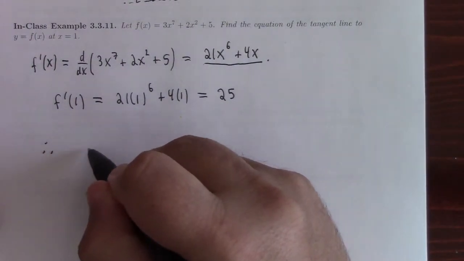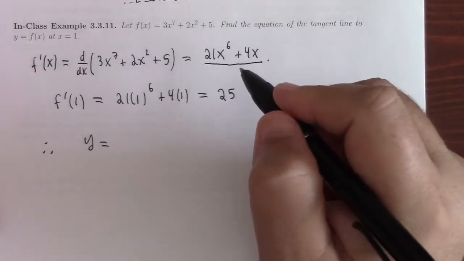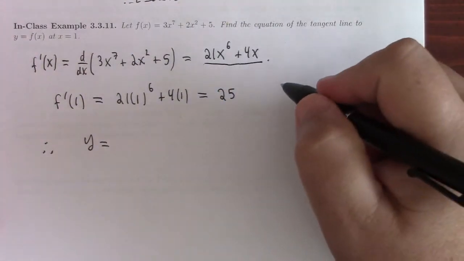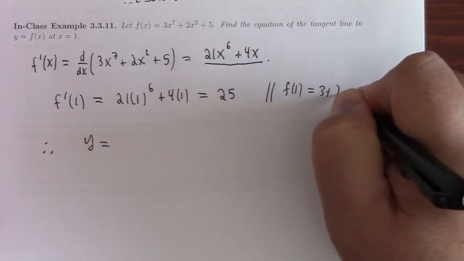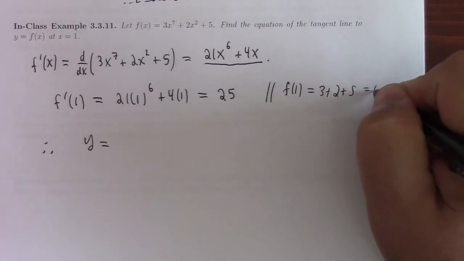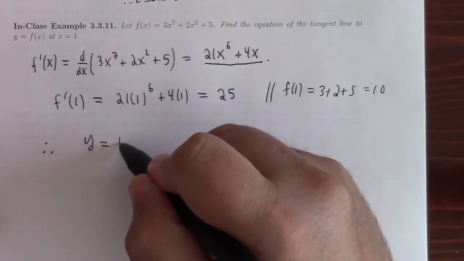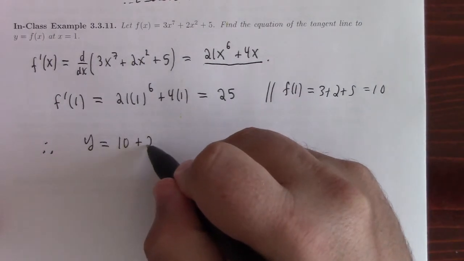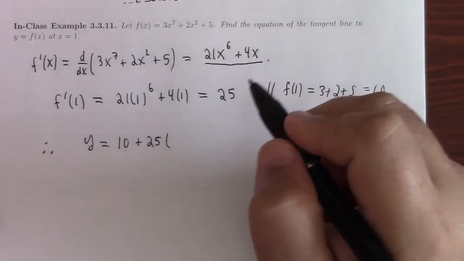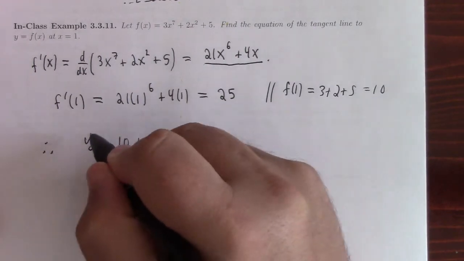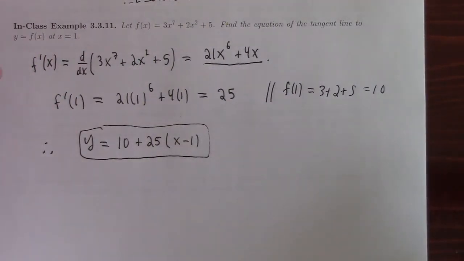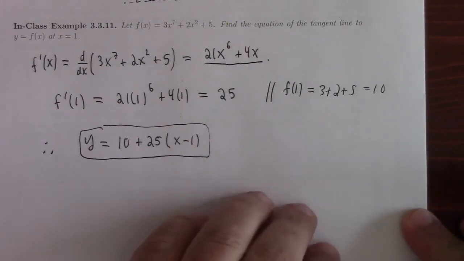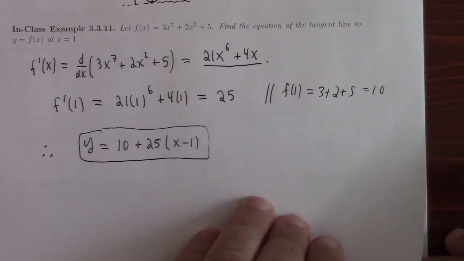And the equation of the tangent line is, let's see here, what's f of 1? I always forget to check that. Well, it's 3 plus 2 plus 5. It's 10. So 10 plus 25 times x minus 1. There you go. Equation of the tangent line. No limit. Just use the linearity and power rule. Easy peasy. Much easier. Even a very sick instructor can do it.